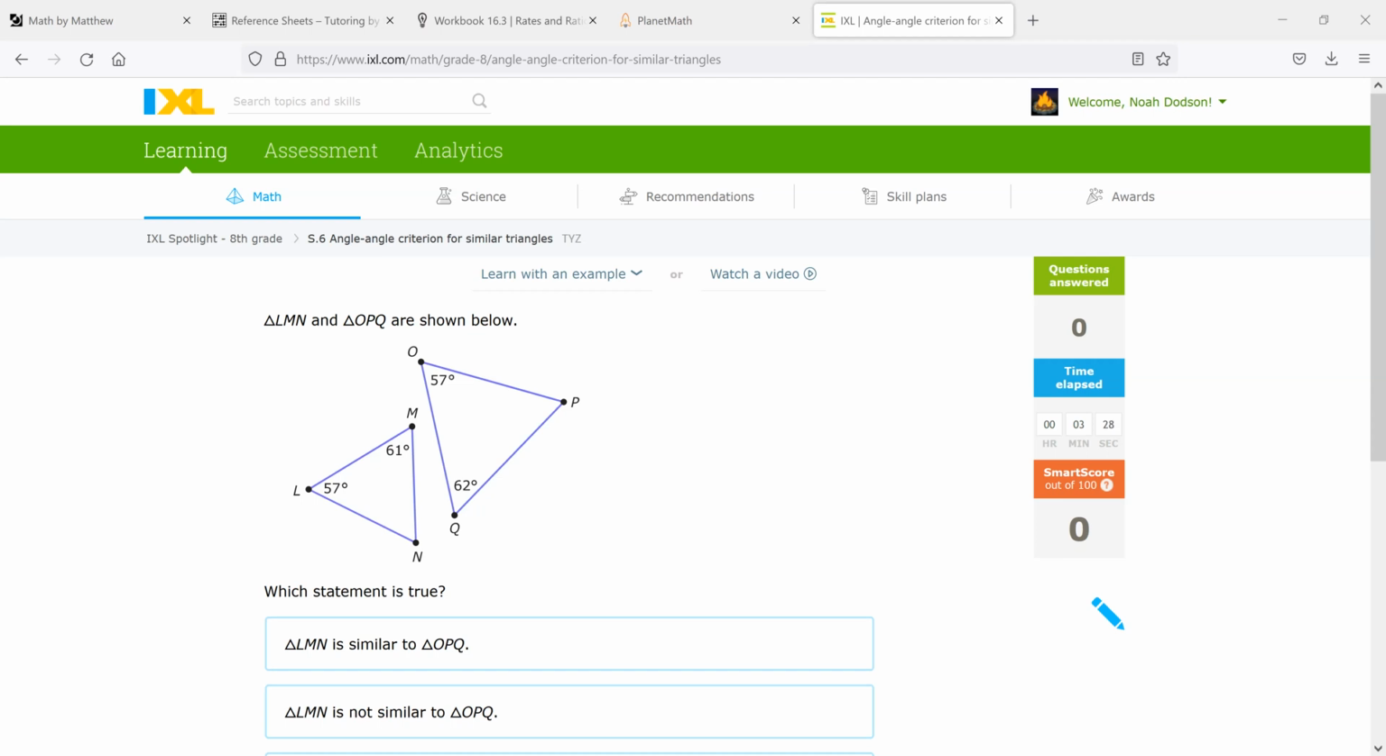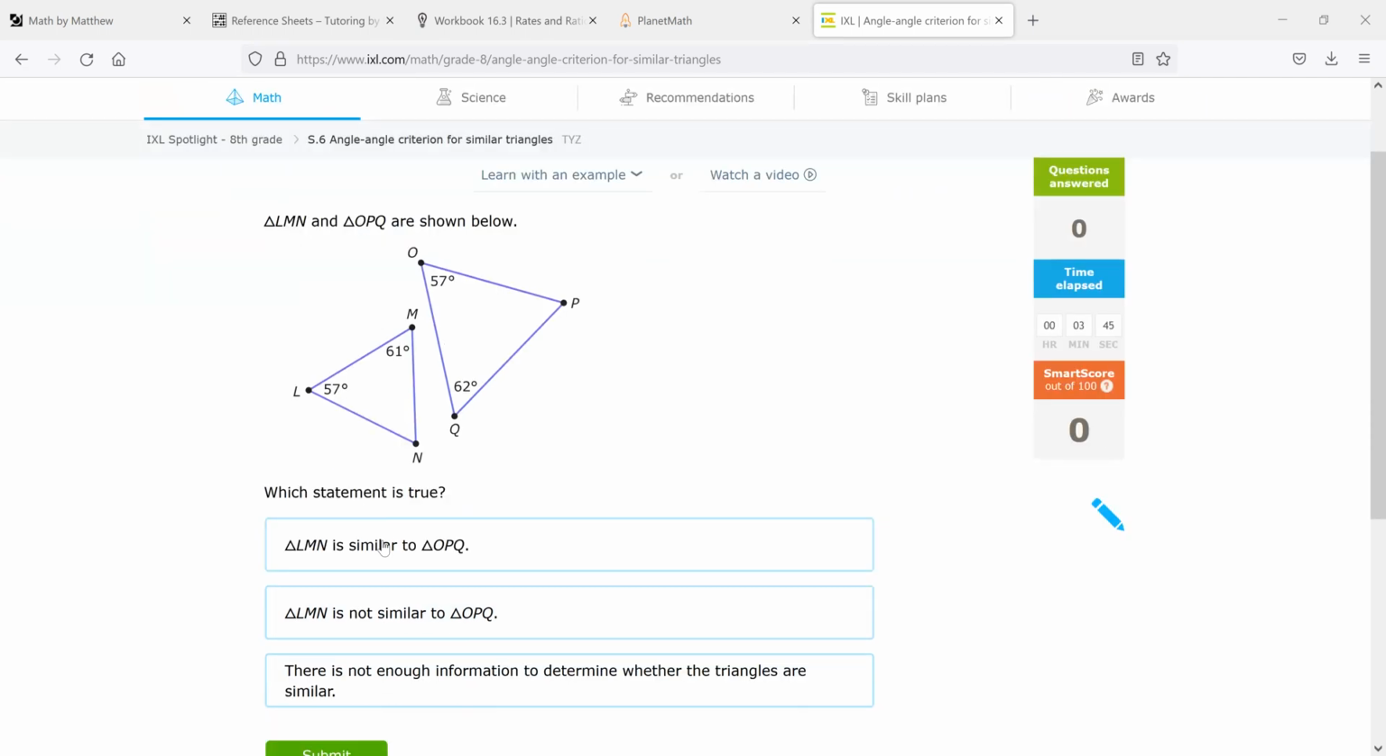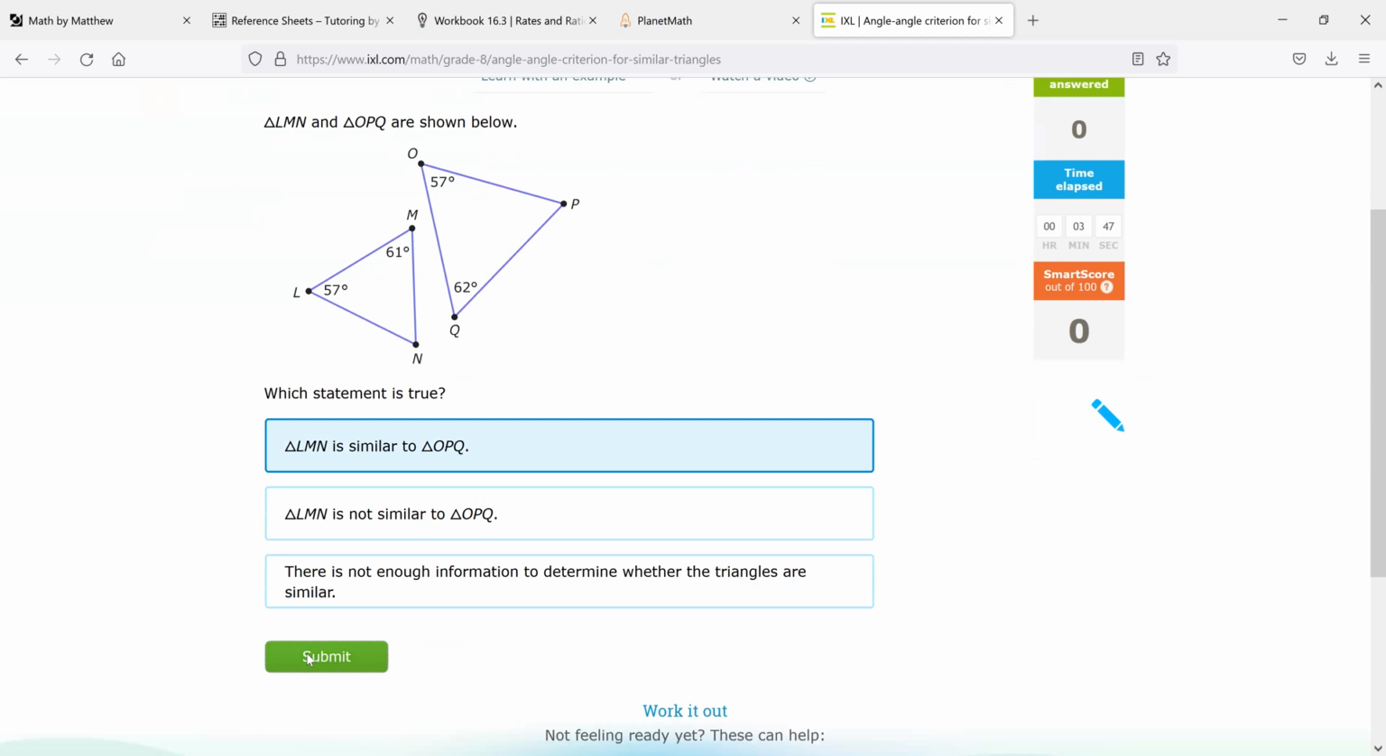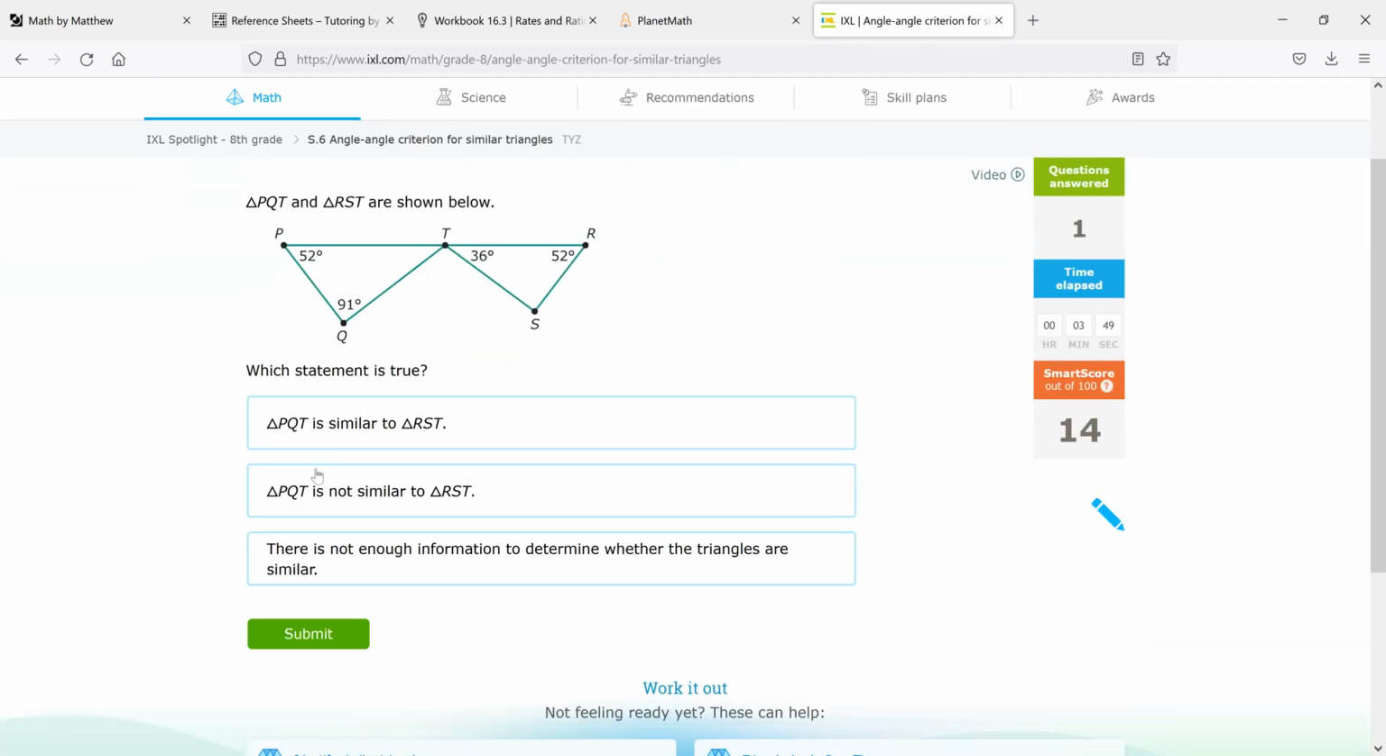So you just did this for me. Are the angles the same in the triangles? Yes. So are they congruent? Yes. So they are similar. The angles are the same, which means they're congruent, which means that the triangles are similar. Okay, so let's look at another problem here.